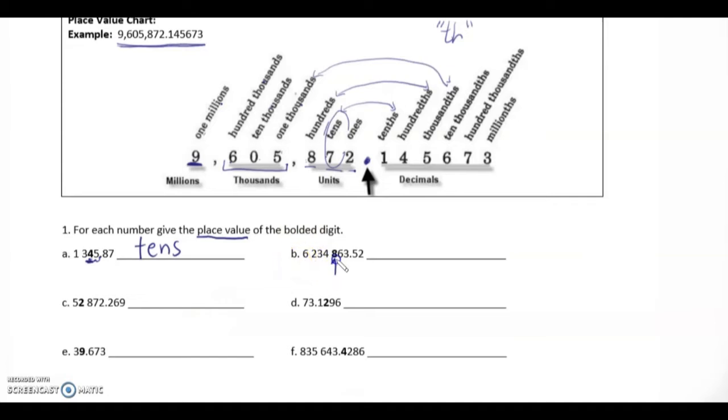Okay, for B, we have the 8. So this is 6,234,863.52. So just like how I just read this, there's 8 hundreds. Okay, we could also look at it as the third place value to the left of the decimal.